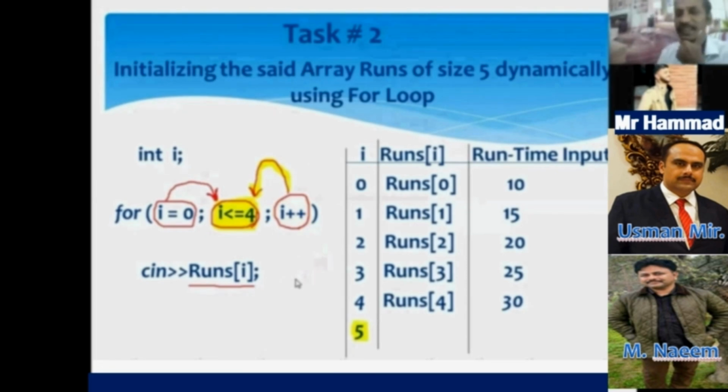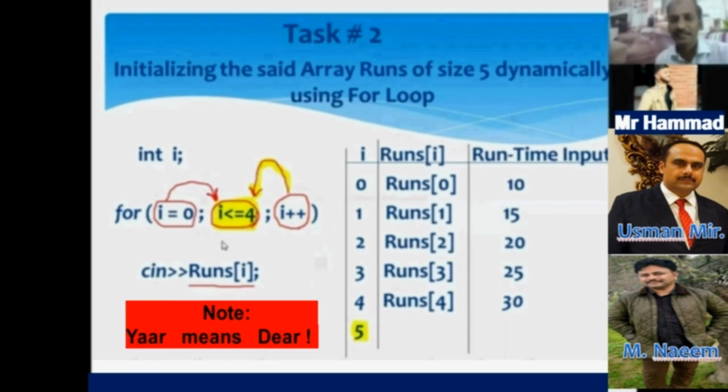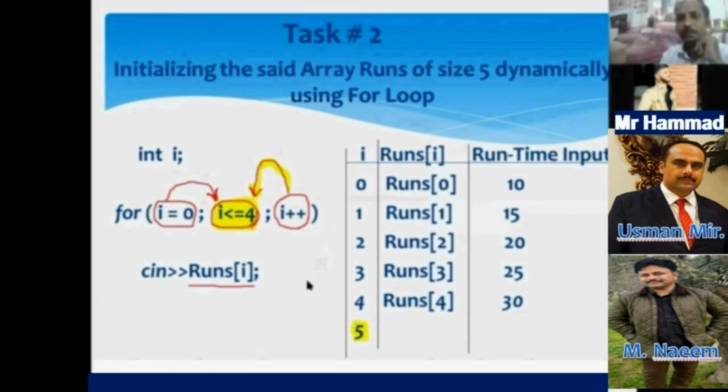Your answer is correct. What is the current value of i? Sir, 5. Put the current value of i, that one is 5, in the condition. What will this condition become? Sir, 5 less than or equal to 4. It will look like this. Now another question to you. Tell me whether this condition is true or false. Sir, false.